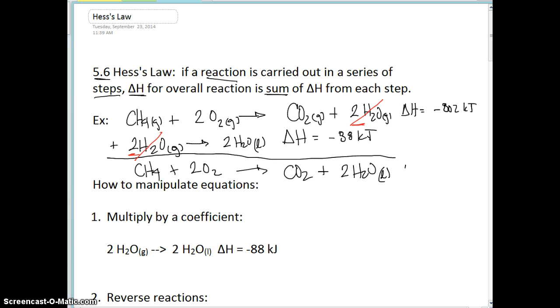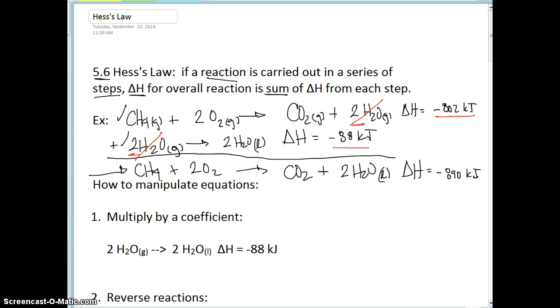Now, to get our overall delta H value, we're going to take the sum of this and this, those enthalpy values of negative 802 plus negative 88, and we're going to add those together, and so we get negative 890 kilojoules. So this is a real simple example of what we're talking about in Hess's law, where we take 2 equations, 1, 2, and we sum them up here.